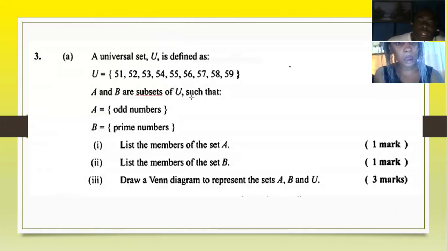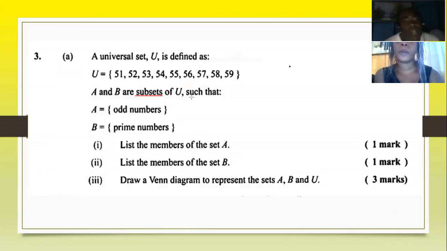Such that A equals odd numbers, B equals prime numbers. You should have read it like this: such that the set A is equal to the set of odd numbers, set B is equal to the set of prime numbers. So you read it properly. Is that clear? Because remember, the braces mean the set of.